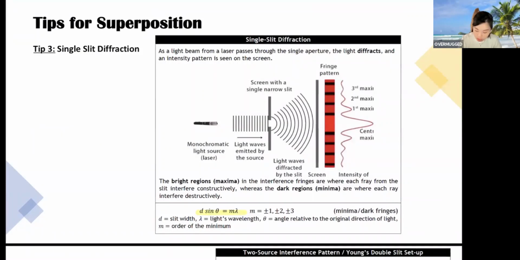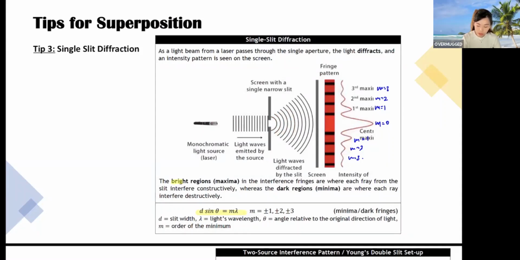So usually we take the central to be 0, then this is m equals 1, m equals 2, then m equals 3, and so on and so forth. And this is m equals 1 as well, m equals 2, m equals 3. Understand? So in single slit diffraction, you will see that the wave will pass through an aperture, which is a hole in a slit, which will then cause them to diffract. And then when they hit a screen, they will produce a fringe pattern as shown like this.